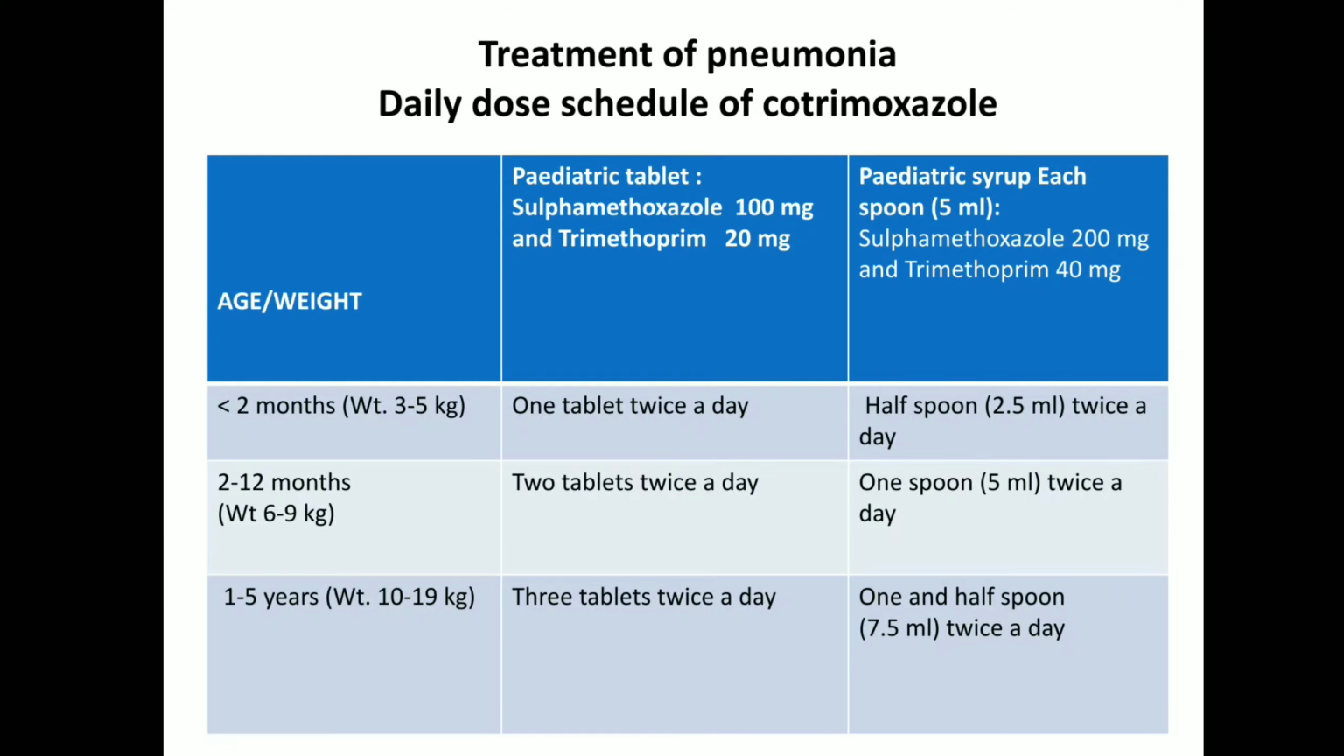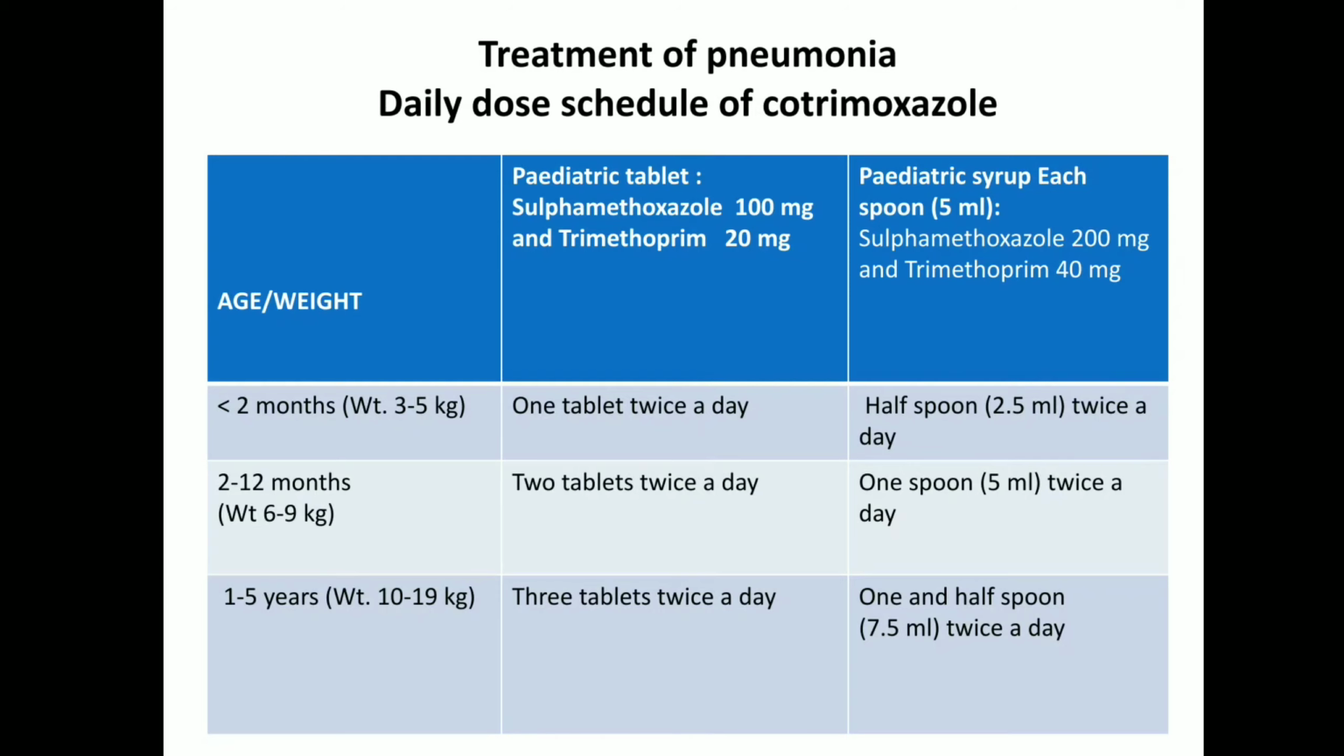If you are giving it in the syrup form, you have to give 2.5 ml twice a day. That is half a spoon, 2.5 ml in the morning and 2.5 ml in the evening. If the child is about 2 to 12 months of age and weighs about 6 to 9 kg, you have to give 2 tablets twice a day, morning 1 tablet and evening 1 tablet. For the syrup, you have to give 5 ml in the morning and 5 ml in the evening.